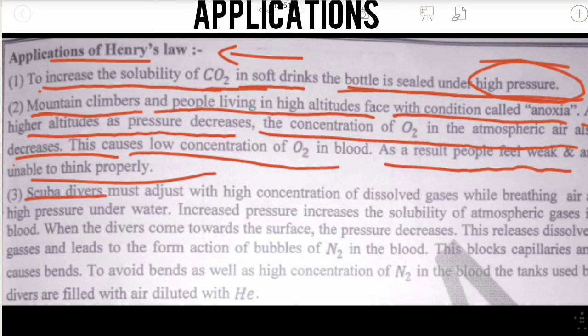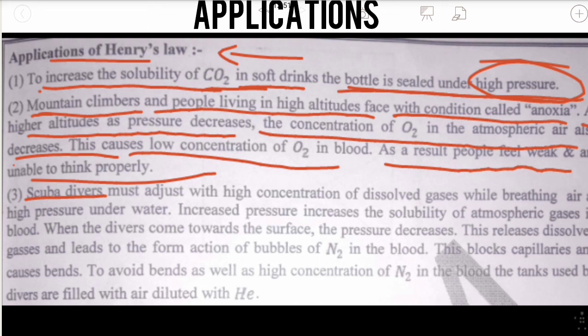Scuba divers. Who are scuba divers? Have you watched the movie Zindagi Na Milegi Dobara? When those three people go to Spain, where Katrina teaches them how to scuba dive.